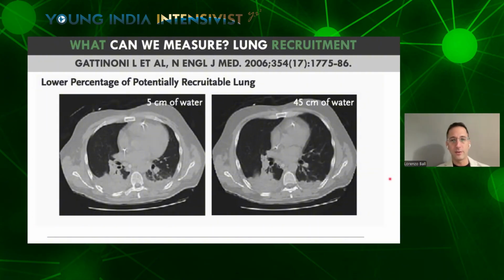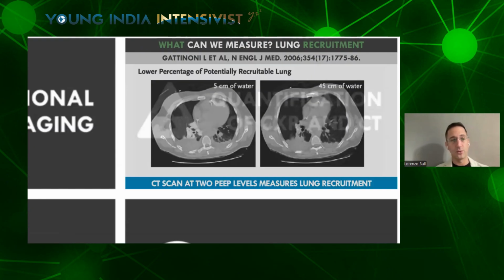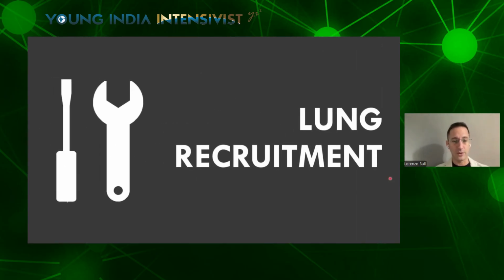I think that is very closely related to what we call now phenotypes. This is one of the first papers in which we tried to discriminate between the two entities inside the definition of ARDS. There are patients who respond to higher PEEP levels. There are patients who do not respond. So CT was taken at 2 PEEP levels, measuring lung recruitment very precisely. And this brings us to the next topic, which is, in fact, lung recruitment.